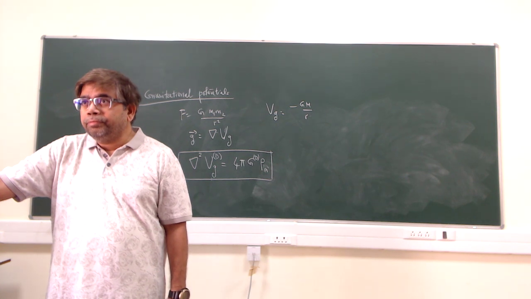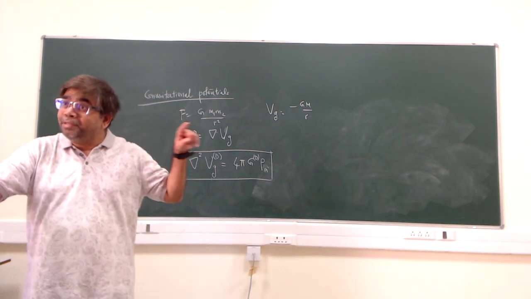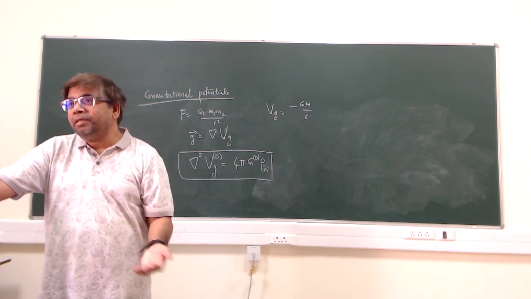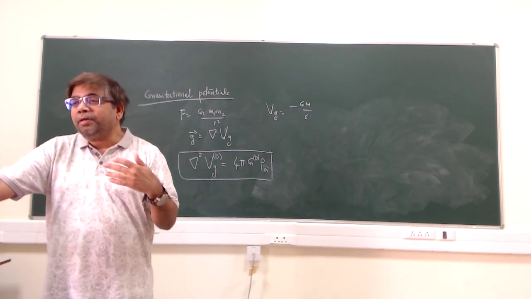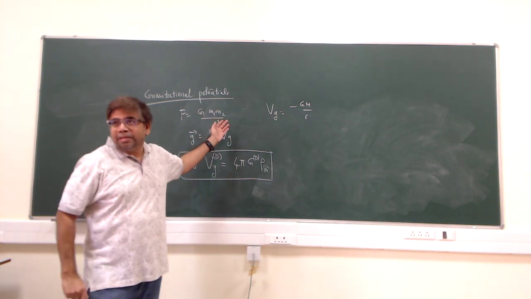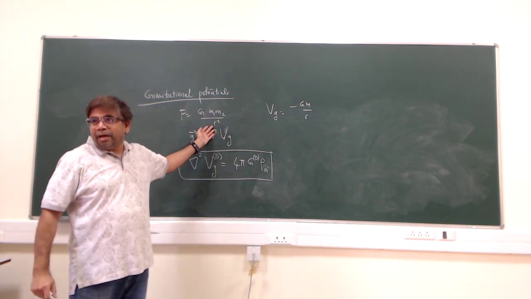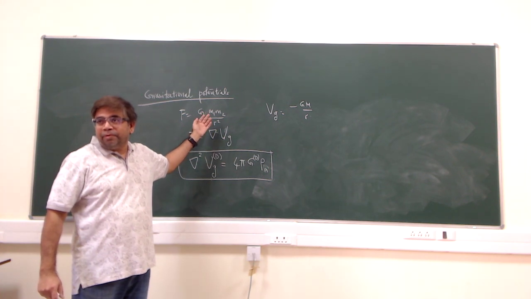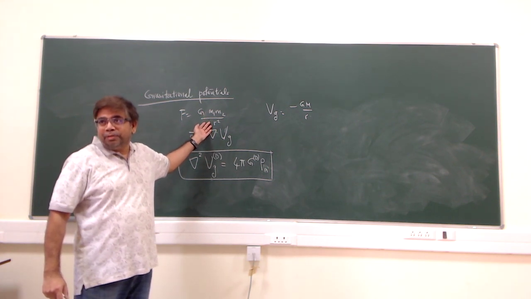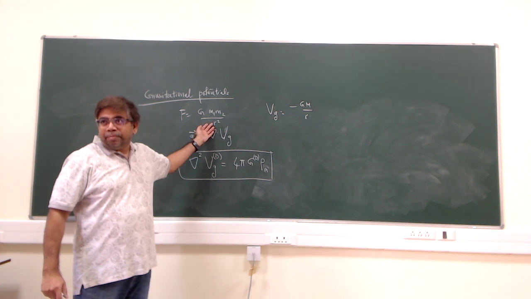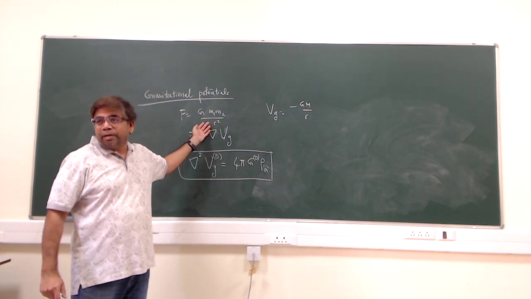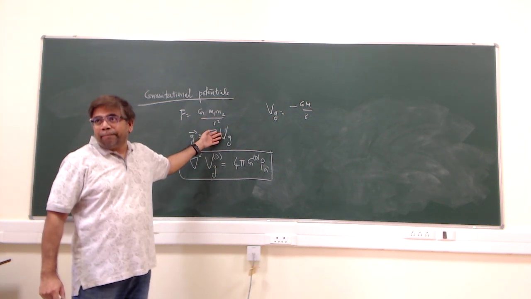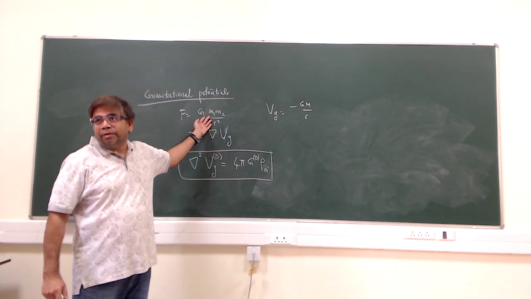I mean, G is a gravitational constant. G will change. But how do you argue that G will change? It will definitely change. G will change in higher dimensions. But to argue how G will change, to see the volume effect, it is better to see in terms of the potentials, right? Rather than directly in terms of forces.